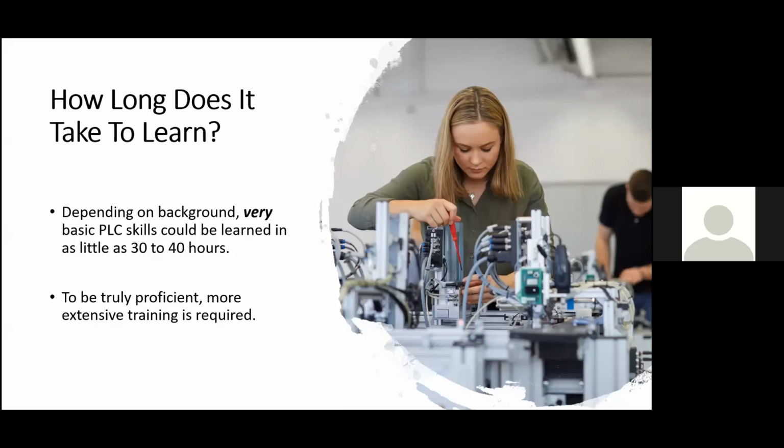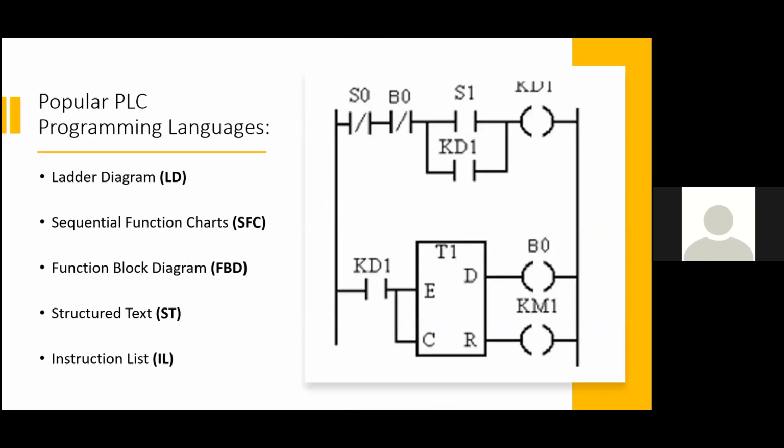Now, how long does it take to learn PLC skills? Well, depending on a student's background and experience, very basic PLC programming skills can be learned in as little as 30 to 40 hours of training. But of course, to become truly proficient in all 5 of the most widely used PLC programming languages, which you see listed on the screen right now, as well as really learning how to efficiently troubleshoot and address errors and equipment breakdowns, of course, more training would be required.